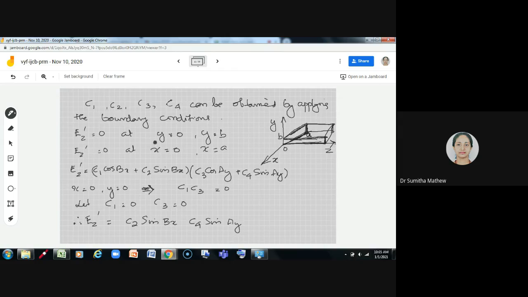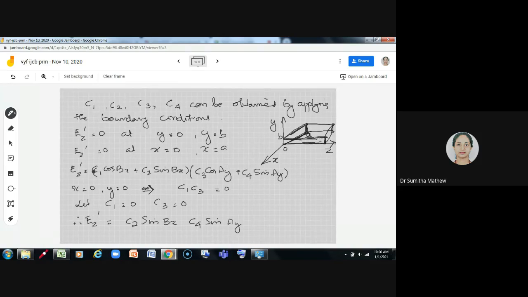Now, first you take the first condition, that is x equal to 0, y equal to 0. For the two variables x and y, you take the first initial condition at x equal to 0, y equal to 0. Give x equal to 0 here. That means cos bx, with x equal to 0, means cos 0 becomes 1. So C1 plus C2 into sin x equal to 0 means this term will become 0. Here, C3 with y equal to 0 means C3 will be there. Cos 0 is 1. Sin 0 in the next term will be 0.